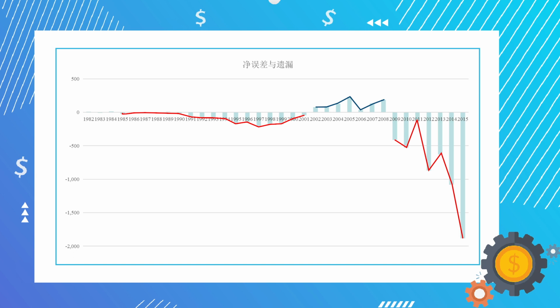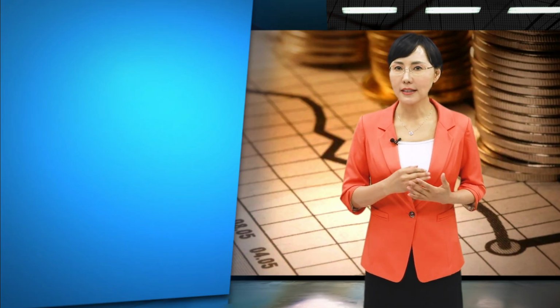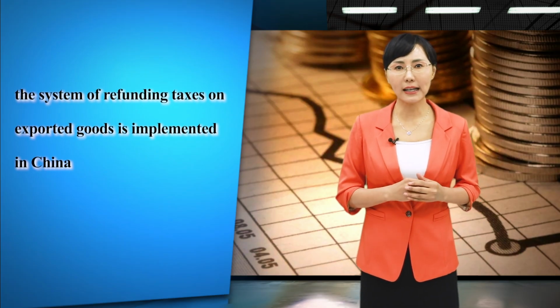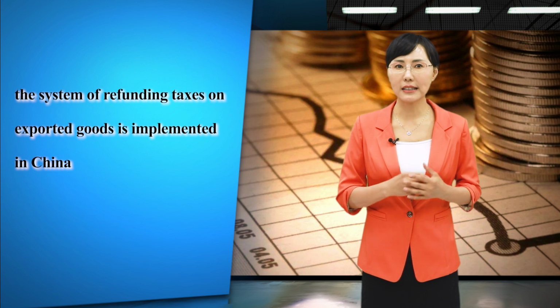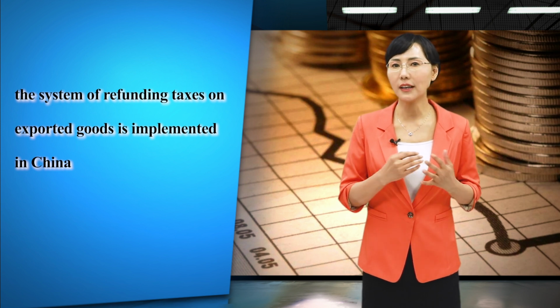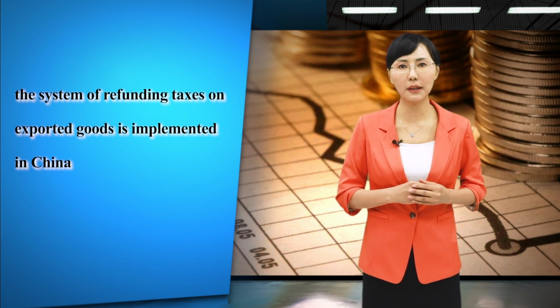When there are continuous net errors and omissions in the same direction, it is probably caused by man-made factors, such as reporting a higher export or a lower import number, or there exists illegal capital flight. For example, because the system of refunding taxes on exported goods is implemented in China, there exists motivation for the exporter to report a higher export number.